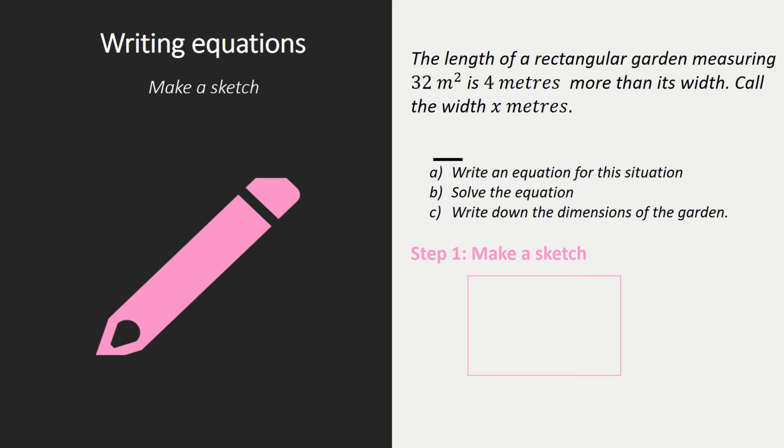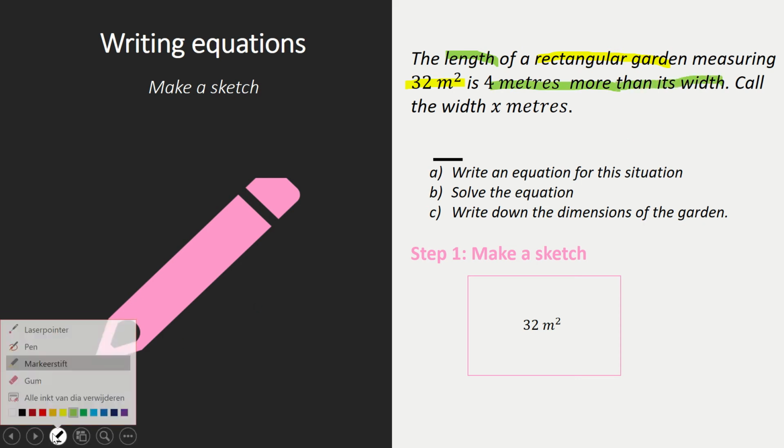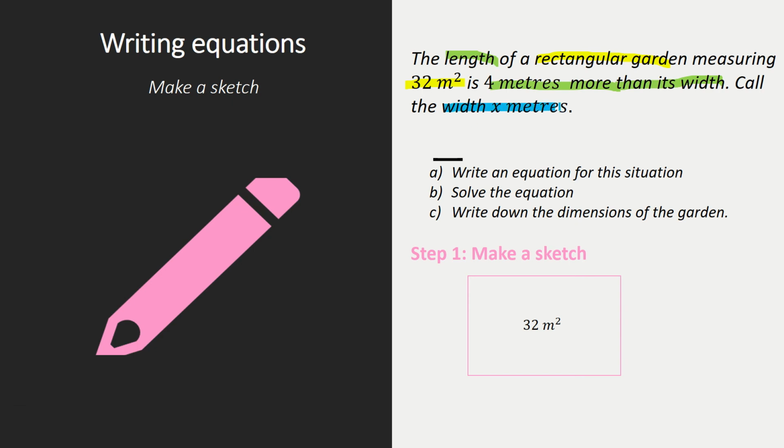Alright, so I know that the garden is a rectangle. A rectangular garden, they say over here. So I'm going to draw a rectangular shape, so a rectangle. You know that it's measuring 32 square meters, so that's the area. We also know that the length, and I'm going to use a different color, the length is 4 meters more than its width. And we need to call the width x meters. So please always highlight the most important parts of the exercise that's given.